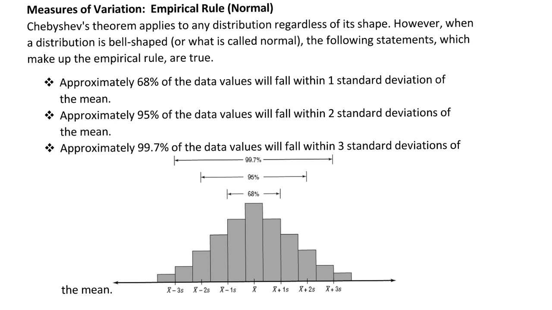So this is the empirical rule: approximately 68% of the data values will fall within one standard deviation of the average, approximately 95% of the data values would fall within 2 standard deviations of the average, and approximately 99.7% of the data values will fall within 3 standard deviations of the average. This only occurs when the distribution is bell-shaped, or what we call normal.